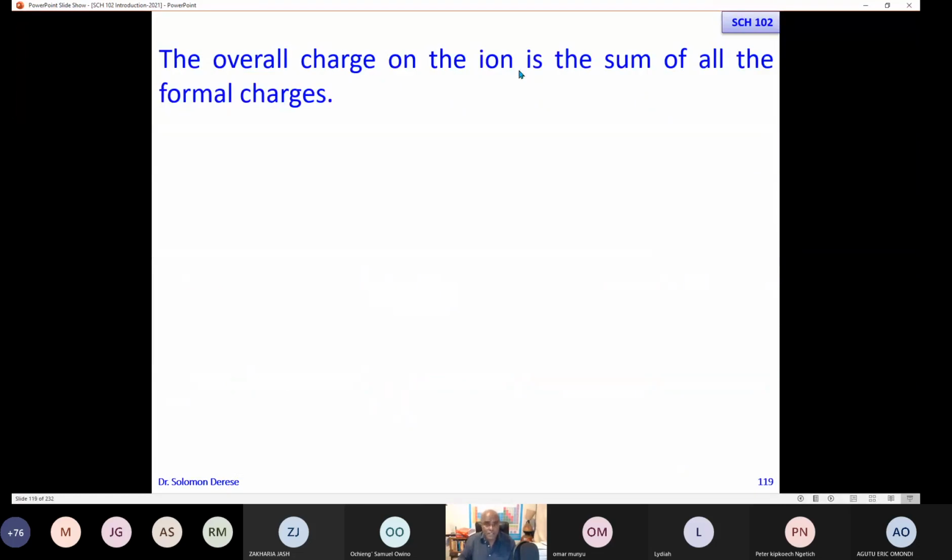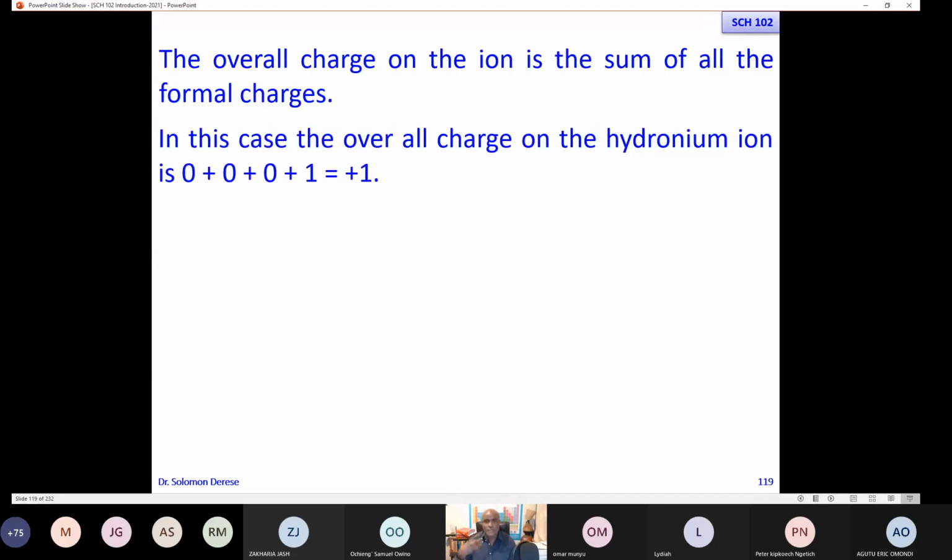So the overall charge on the ion, the overall charge on the H3O plus in this case, is the sum of the formal charges on each of the atoms. We had 3 hydrogens. The charge on the 3 hydrogens was 0. We had 1 oxygen, its charge was plus 1. So 0 plus 0 plus 0 plus 1 is equal to plus 1. That plus 1 charge we see on the hydronium ion is because the oxygen is plus 1.